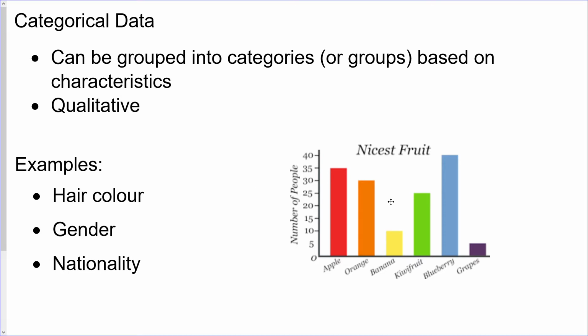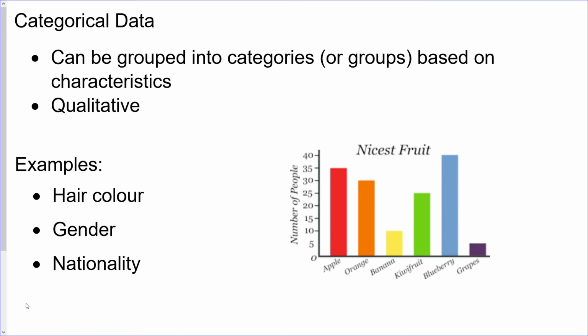It's answers that are not really numbers. So here's an example of a graph that includes some categorical data. It's asking for the nicest fruit. So apples, oranges, bananas, kiwi, blueberry, and grapes. Of course, this graph is nonsense. Everybody knows apples are the best. Blueberries. Now, yes, there's some numbers on the sides, but you're counting the categories, how many people would be in each category. So that's one kind of data.